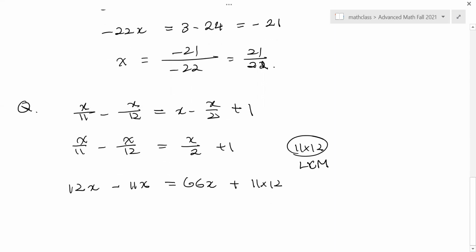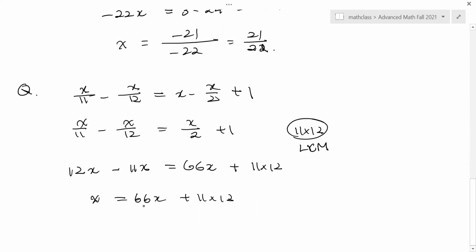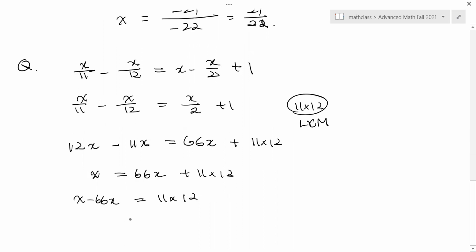So 12 minus x, right? It's x equals 66x plus 11 times 12. Then you move 66x to the left-hand side, you change the sign. So when you do the homework, please show all the steps, okay? Clearly write down. You don't need to copy the problem, just put problem number 2, number 3. But on the separate white ruled paper, you need to show all the steps like what I showed to you, okay? So it's negative 65x equals 11 times 12.